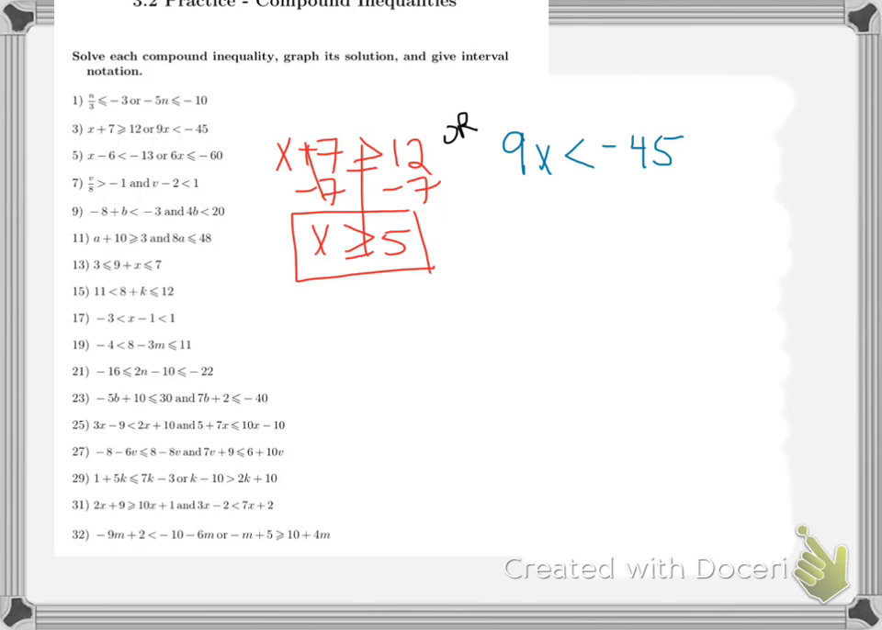So if you think of that, well, let's think of it later. Let's just do the math right now. Let's divide both sides here by 9. And we would have x is less than, what's negative divided by positive is negative, and 45 divided by 9 is 5. So we have a negative 5.